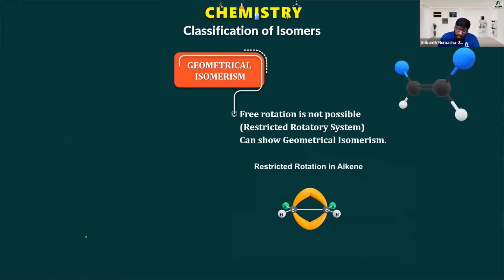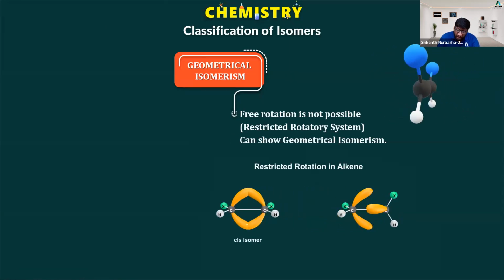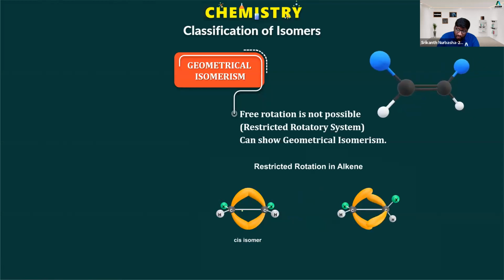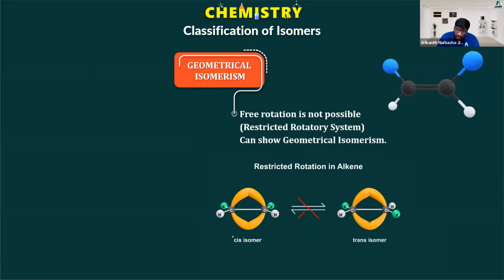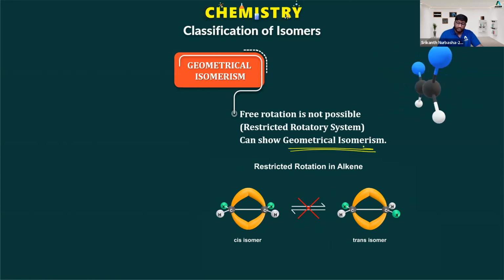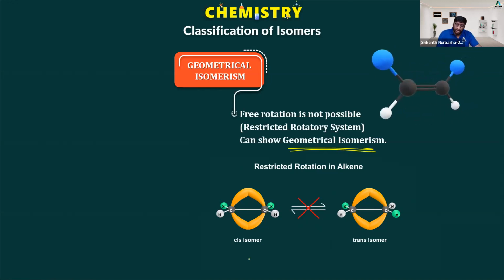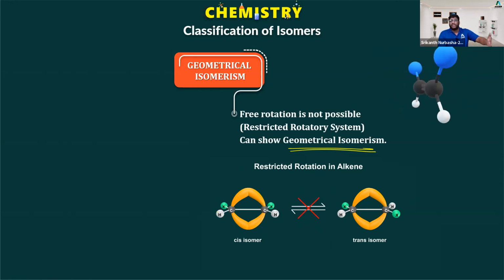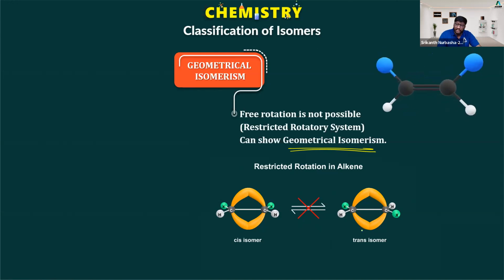Whenever we have a carbon-carbon double bond, because of the pi bonding, rotation is not happening. Free rotation is not possible. It is a restricted rotating system, so it can show geometrical isomerism. Cis isomer means the two same groups are present on the same side. If the groups are on the opposite side, that is trans.